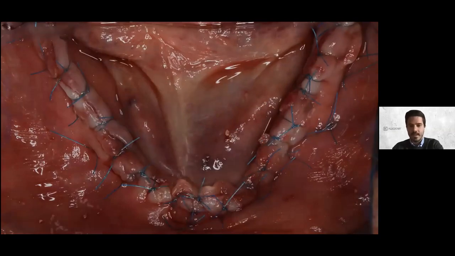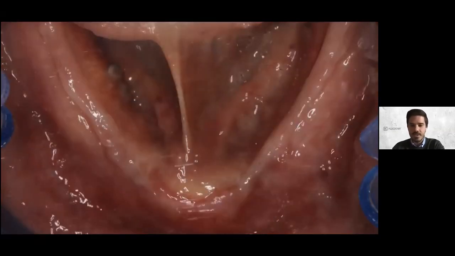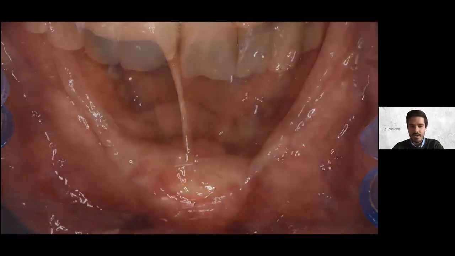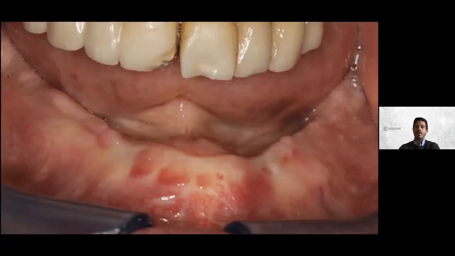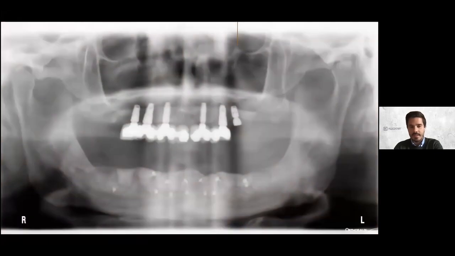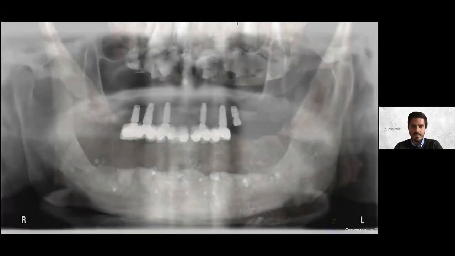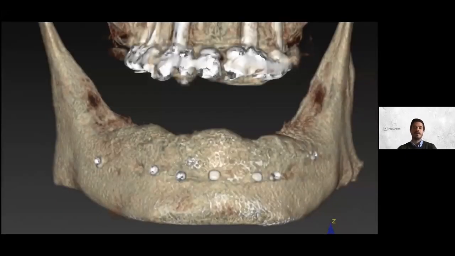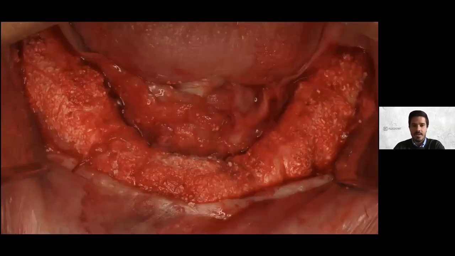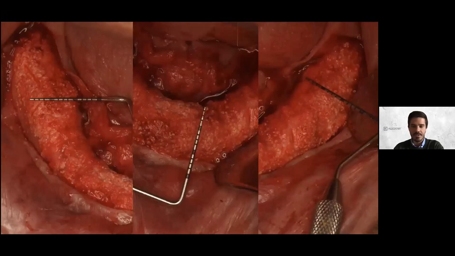This is how it looks after the regeneration. 7 months later, you see that we have fulfilled all our goals of our treatment, increasing the bone quality and the bone availability by means of our regeneration. This is how it looks 7 months ago. And look at this, look at the volume of bone after 6 months of guided bone regeneration. More than 1 centimeter of bone gain in this case.